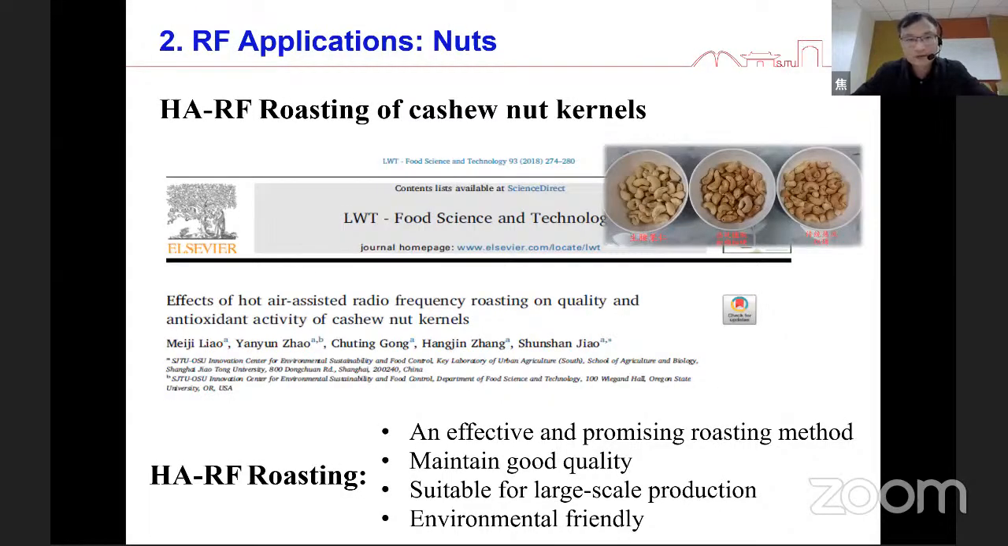And we also did the RF roasting of the cashew nut kernels. So from this figure, we can clearly see this is the raw cashew nuts, and this is roasted by the hot air assisted RF, and this is by conventional hot air roasting. So by doing this, we can conclude that hot air assisted RF roasting is an effective and promising roasting method, and it can maintain good qualities and is suitable for large-scale production, and also is an environmentally friendly method.